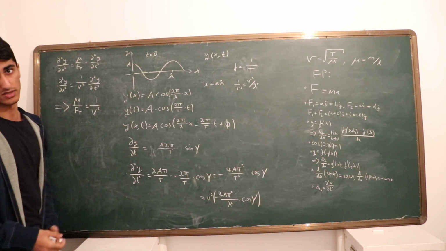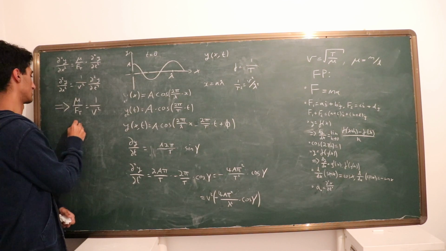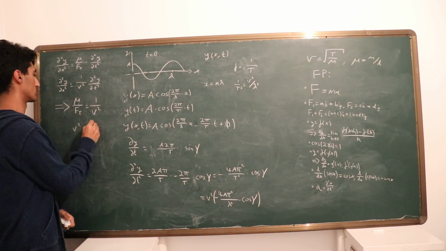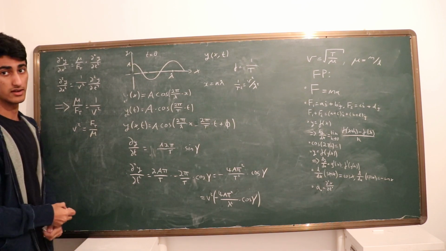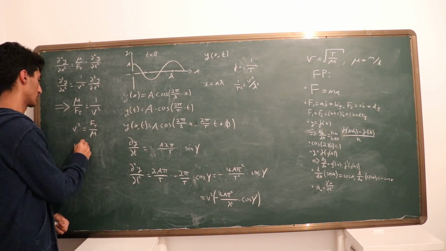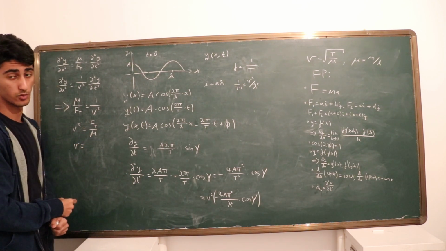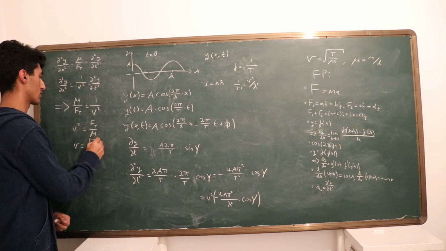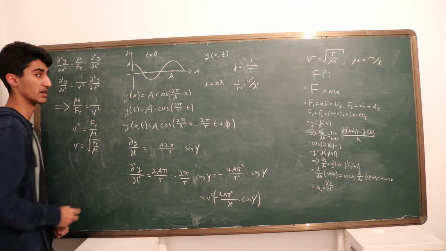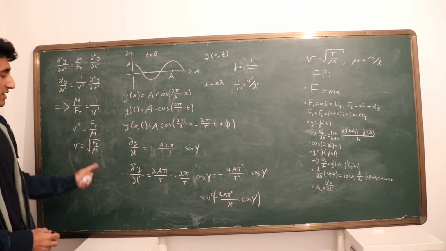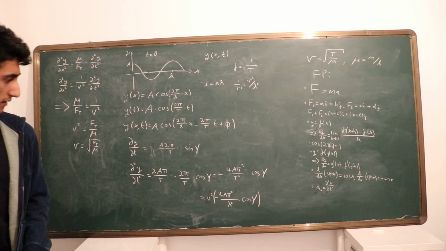You could raise both sides to the power of -1, whatever, doesn't really matter. You get v squared equals tension over mu. And finally, v, the velocity of your progressive wave, is equal to the square root of tension divided by your linear density. And that's where that equation comes from.